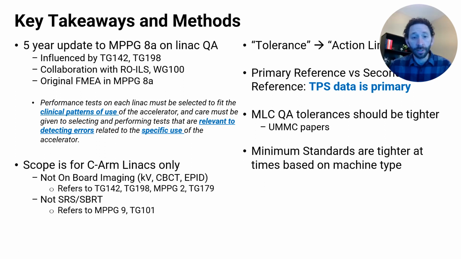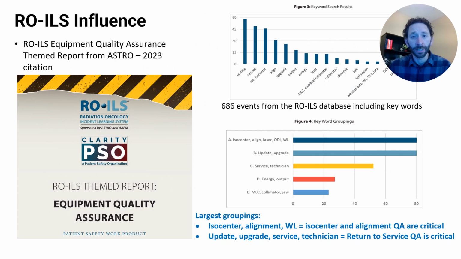It's only for C-arm linacs, not for imaging, not for SRS. Those have different guidance documents. Action limit is used rather than tolerance. I'll have a discussion here on using the planning system data as the primary data source. MLC tolerances ought to be tighter based on clinical use of the machines today, and some of the standards have tighter tolerances as well, depending on machine type.